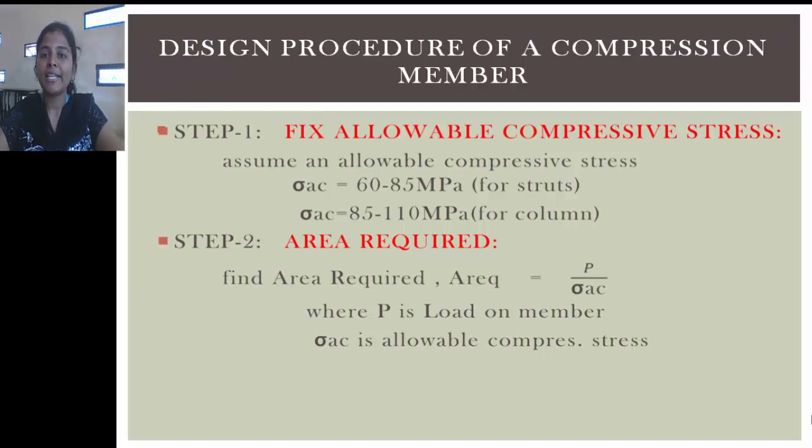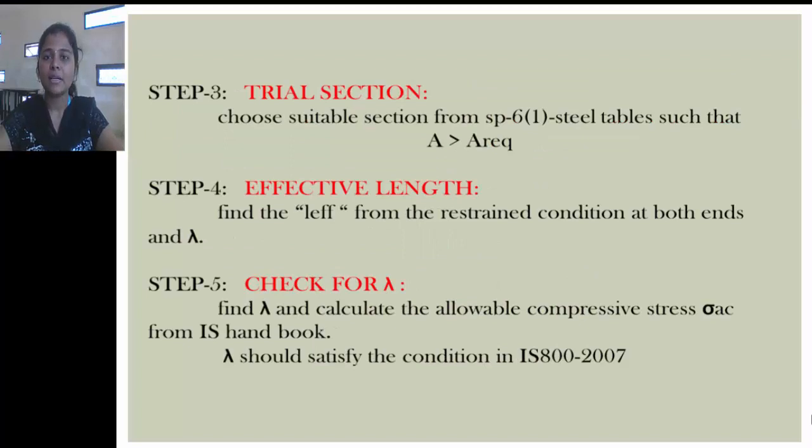Step 2 is to find the required area. How much area is required to design a compression member? The area required is found by computing P by sigma AC. What is P? P is the load on the member, sigma AC is the allowable compressive stress. And the third step is choosing a section from the steel tables. We have to choose a trial section whose area should be greater than the area required, and that is chosen from the steel tables SP6 of 1.